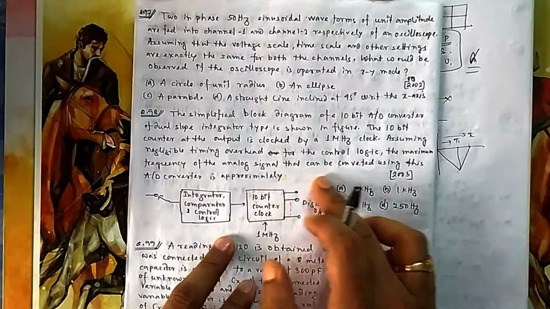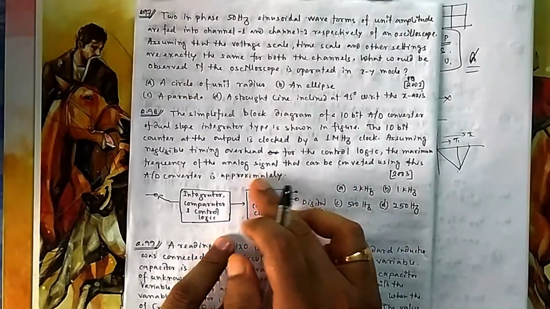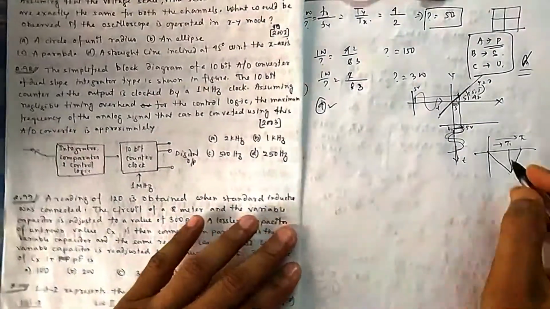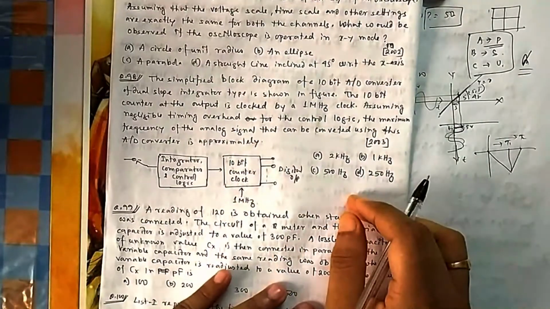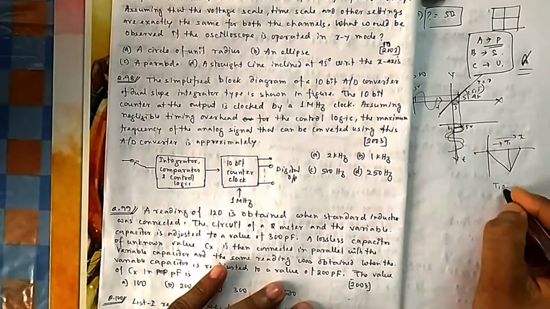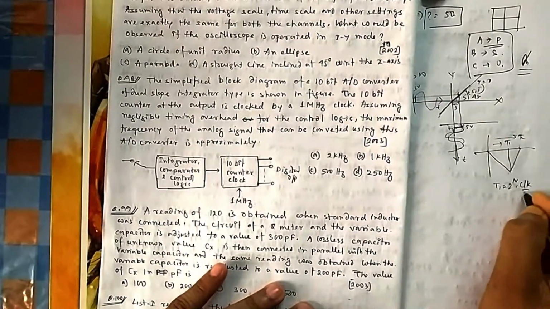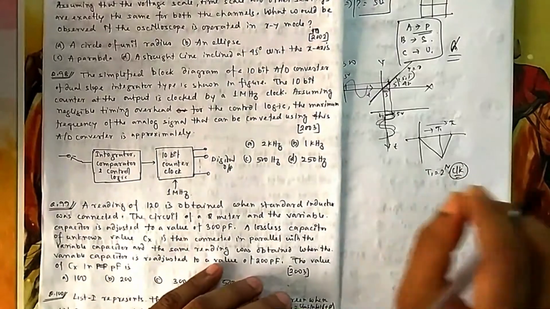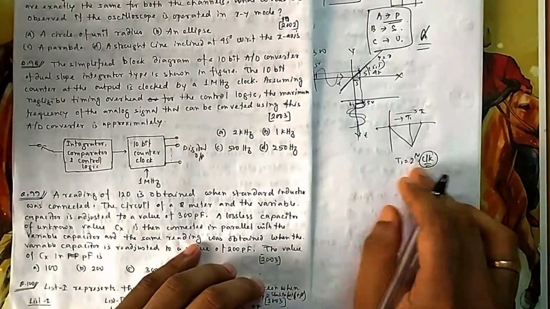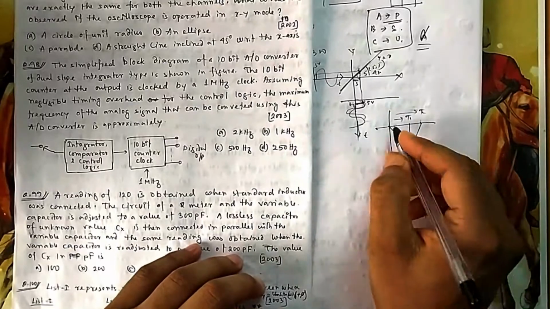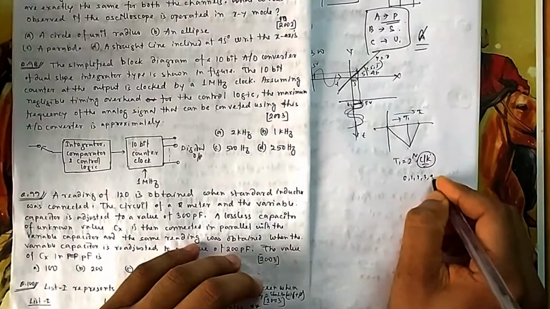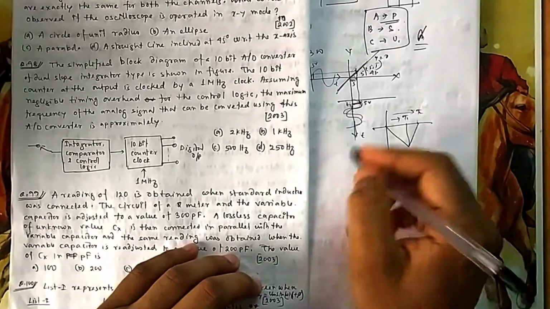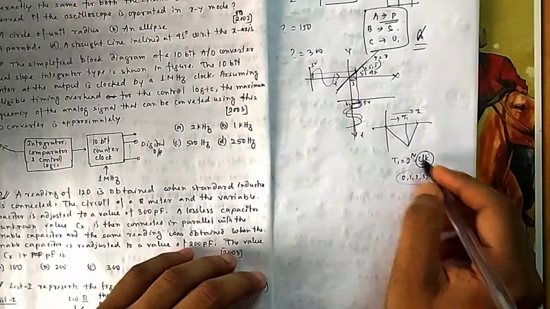The maximum frequency of analog signal that can be converted using this AD converter is approximately? You can think of it in this way. In integration time, the counter completes its full count, because T1 is equal to 2 to the power n into the clock time period. Because it is counting, suppose 8 states, it will complete all 8 states, starting from 0, 1, 2, 3, 4, 5, 6, 7. Once done, it will go to de-integration mode.